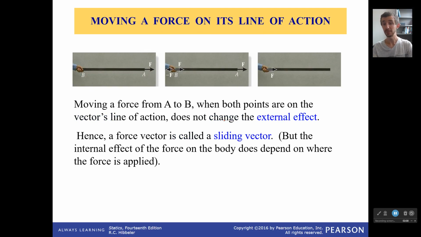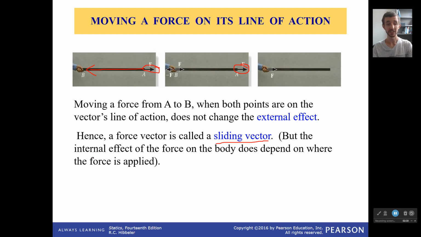Now, this is really super easy when the force is parallel or along the line of action of our rod, whatever we care about. So in this case, I can just move this force vector wherever I want. And this is what's known as a sliding vector, because I get to slide it along the beam.